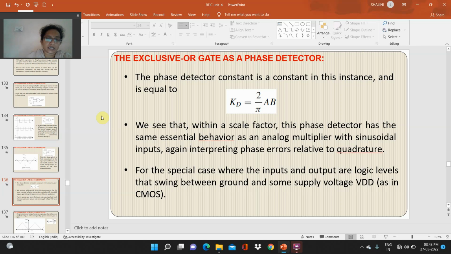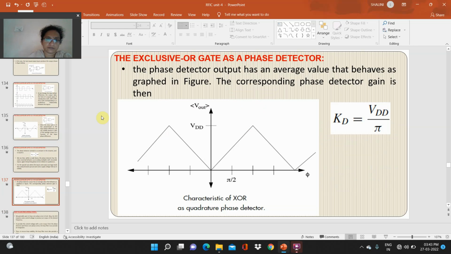Next, consider the special case where the inputs and outputs are logic levels that swing between ground and some supply voltage VDD. The phase detector output has an average value that behaves as graphed in the figure. The corresponding phase detector gain is then Kd is equal to VDD by pi. The characteristics of the XOR as a quadrature phase detector.